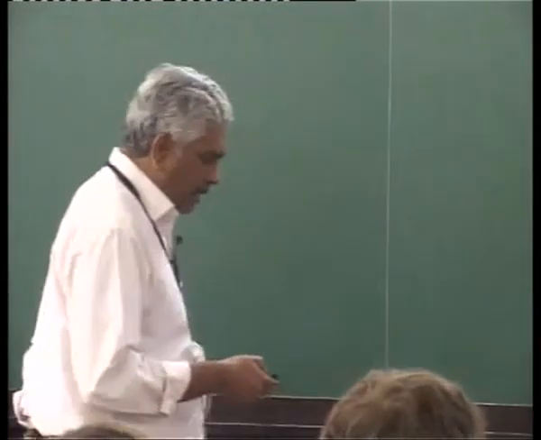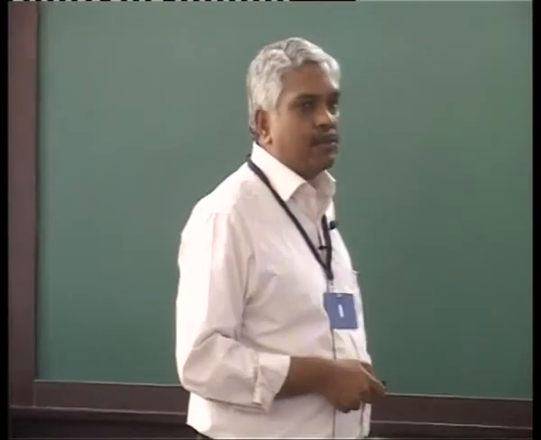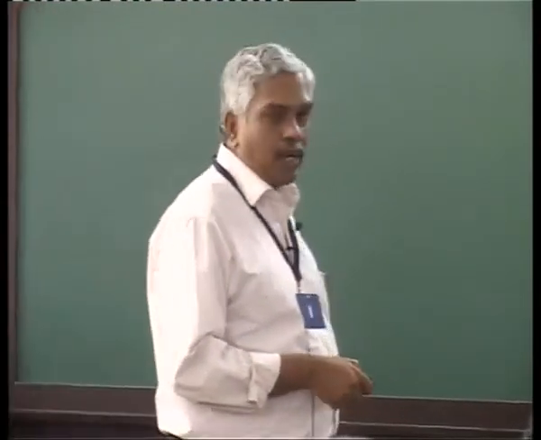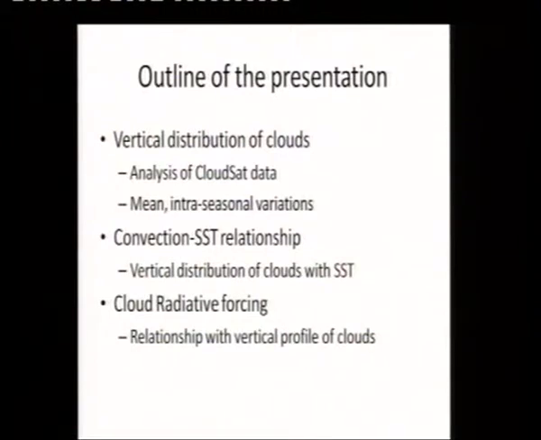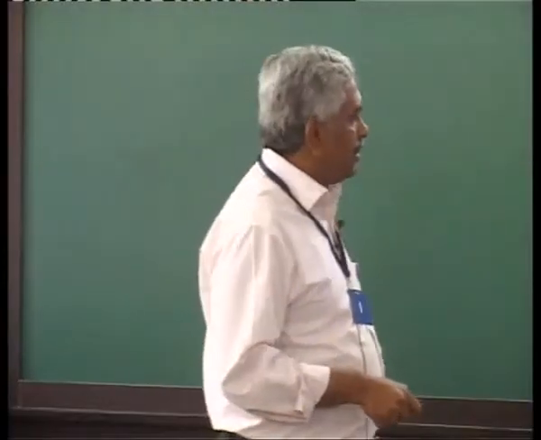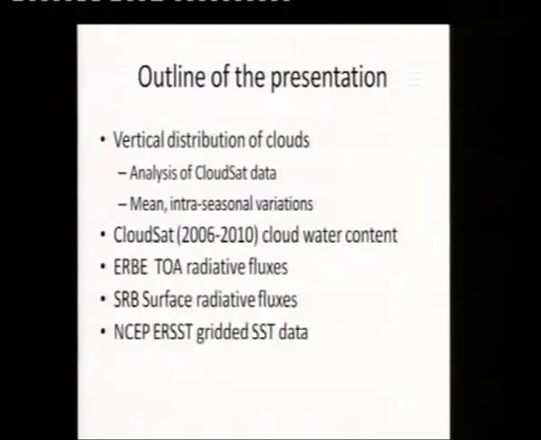In the outline of the presentation, first I will be talking about the vertical distribution of clouds over the monsoon region. I will be showing some results from CloudSat data in terms of mean and intra-seasonal variations. In the tropics, you know that the convection and SST relationship is a very important topic of research, so I will be talking about the vertical distribution of clouds with SSTs. We have a lot of good results on convection, in terms of OLR or rainfall, along with the SST relationship. But today I am going to talk about the vertical distribution of clouds with SST. I will also be talking a little bit about cloud radiative forcing, and the vertical profile of clouds with the cloud radiative forcing. So this is the outline of the present talk.